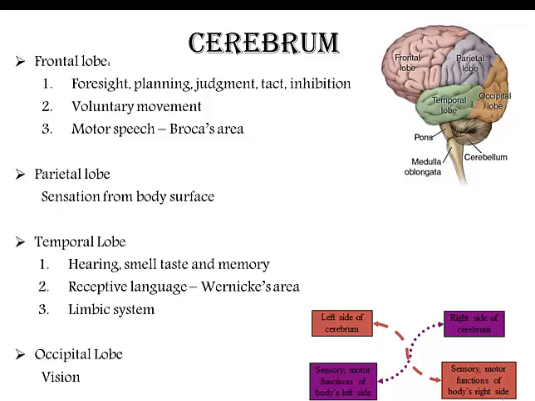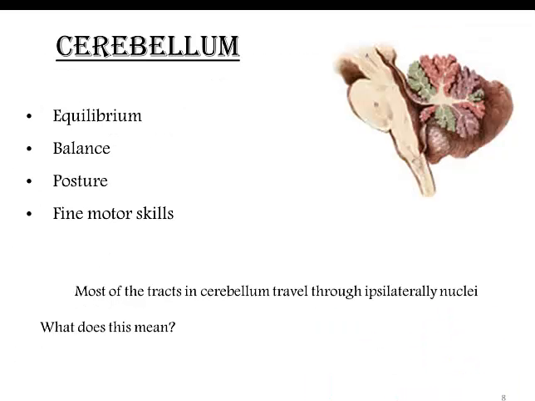Now keep in mind, each hemisphere receives sensory motor impulse from the opposite side of the body. Motor impulses descending from the brain cross in the medulla, so the right controls the left and the left controls the right. The cerebellum coordinates skeletal muscle activity.